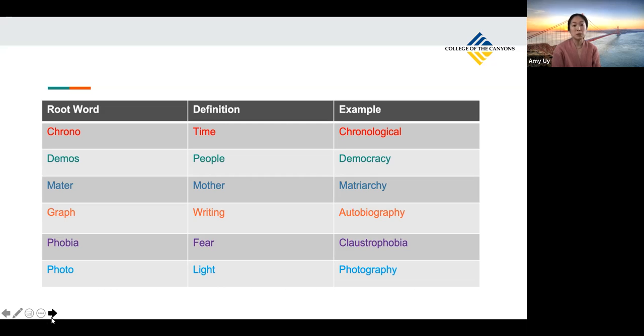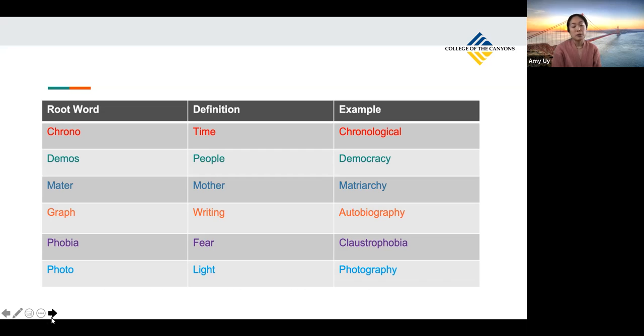And then there's demos, which means people. And an example is democracy. And democracy is a government by the people or a ruling of the majority of people. Then there's mater, and the definition is mother. An example is matriarchy. Matriarchy is a system of society that is ruled by women.